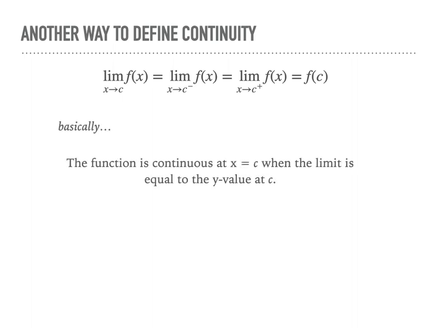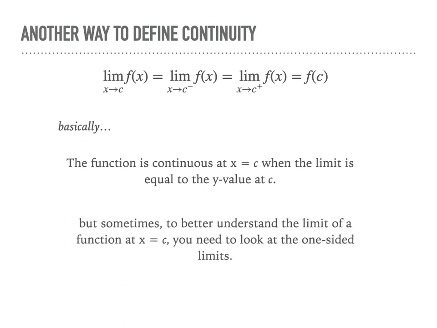Basically, to break this down into simpler terms, the function is continuous at x equals c when the limit is equal to the y value at c, aka f of c. But sometimes, to better understand the limit of a function at x equals c, or at a specific x value, you have to look at the one-sided limits.